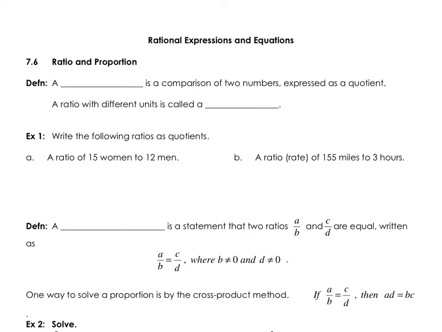Section 7.6, Ratio and Proportion. A ratio is a comparison of two numbers expressed as a quotient. A ratio with different units is called a rate.